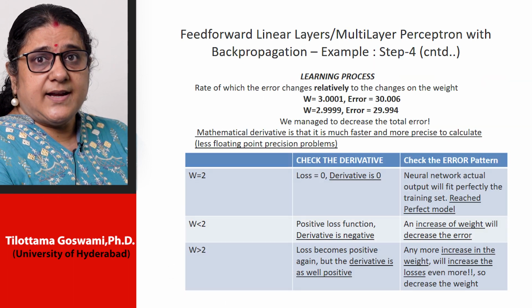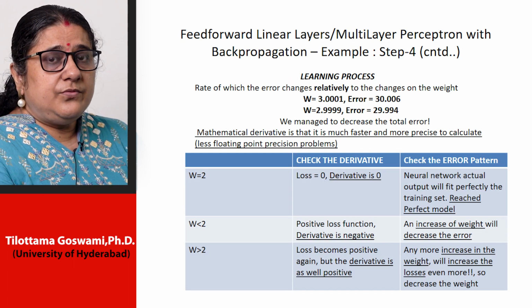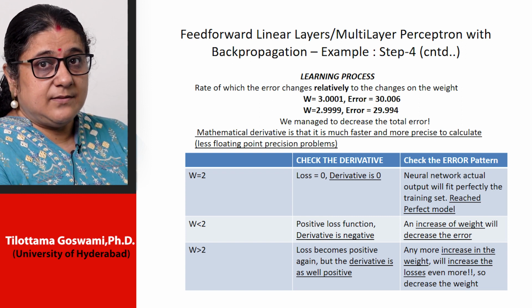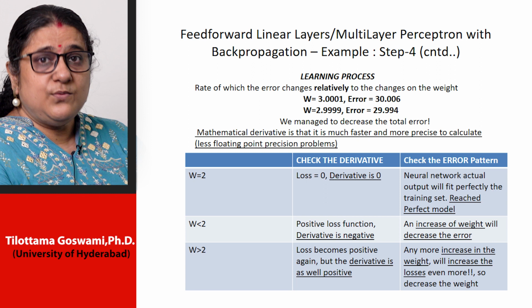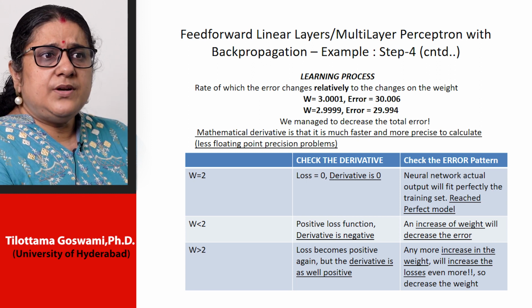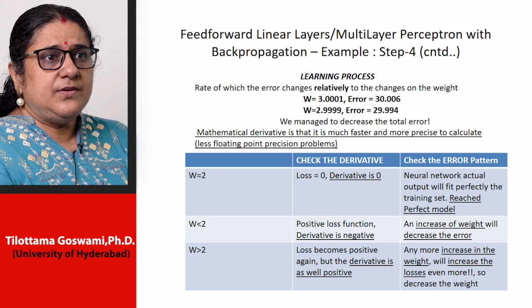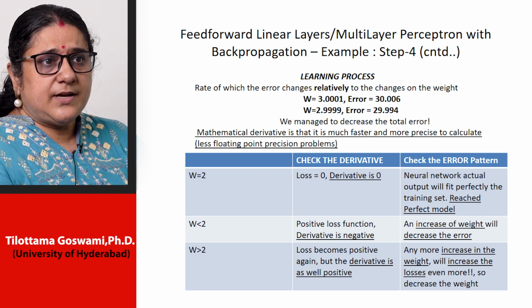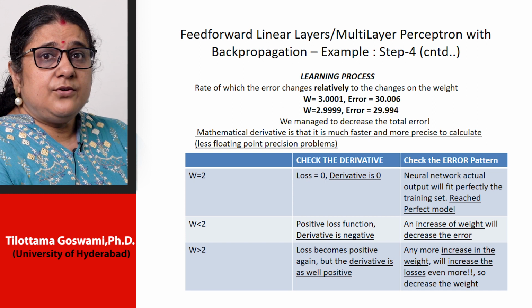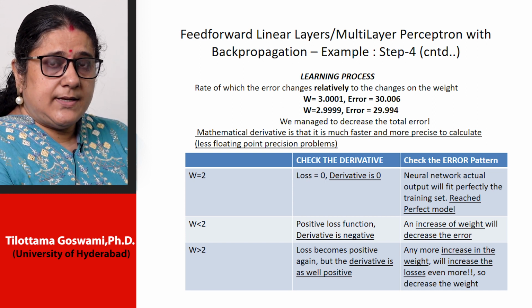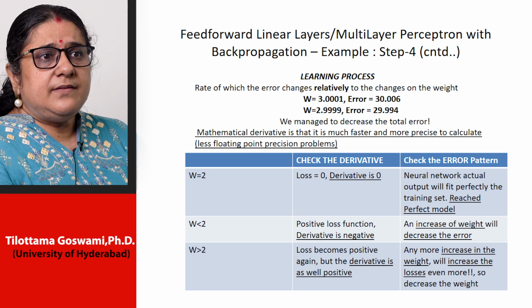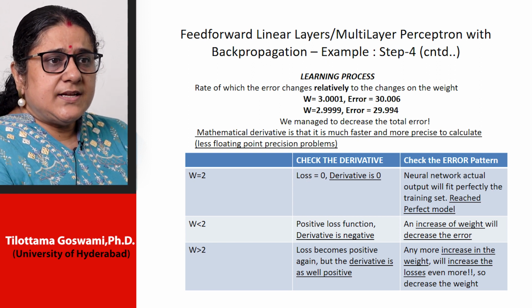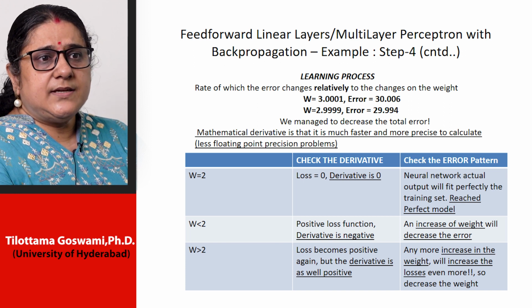This gives us an idea that we should not move in the direction of W plus delta W, rather we should go with W minus delta W. When we do W minus delta W and W is equal to 2.999, the error reduces to 29.94. So we are able to decrease the total error. The mathematical derivative is much faster and more precise to calculate. Check the derivative and check the error pattern.